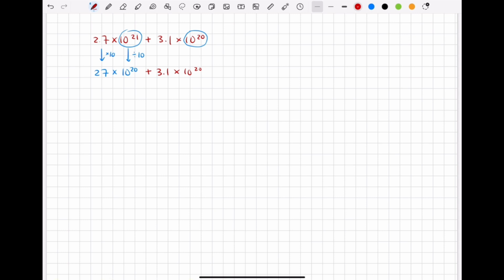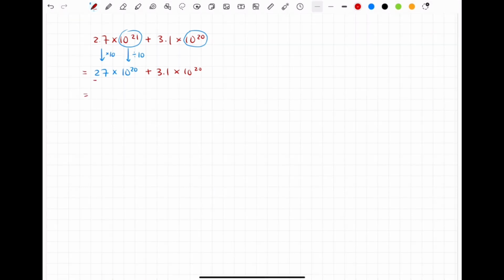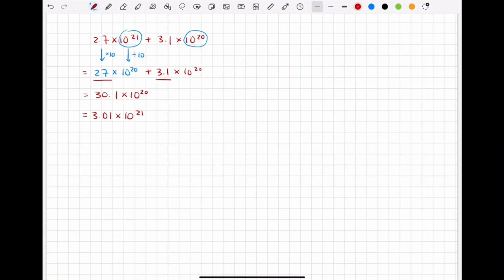to the 20. Now we have 27 lots of 10 to the 20 and 3.1 lots of 10 to the 20. In total, we will have 30.1 lots of 10 to the 20. This is not in its standard form. We can divide the first number by 10 to get 3.01 times 10 to the 21.